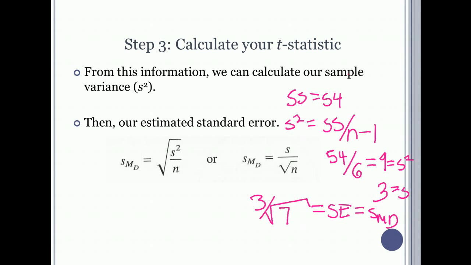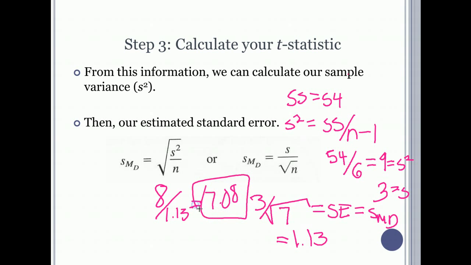Okay, and then the square root of 7 is 2.64, so 3 over 2.64 will give you the resulting estimated standard error of 1.13. So that will go in your denominator. So you have 8 minus 0, so you get the resulting 8, divided by 1.13, which gives you a t-test statistic of 7.08. T-test statistic of 7.08. That's pretty big, I would say.